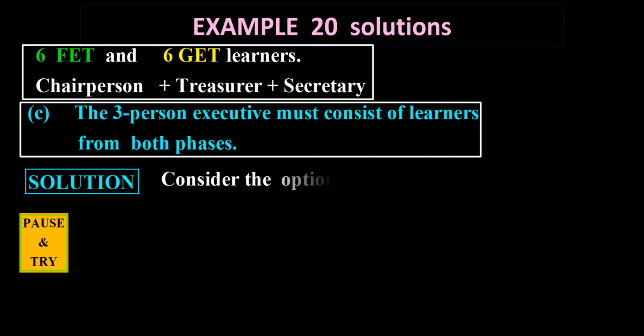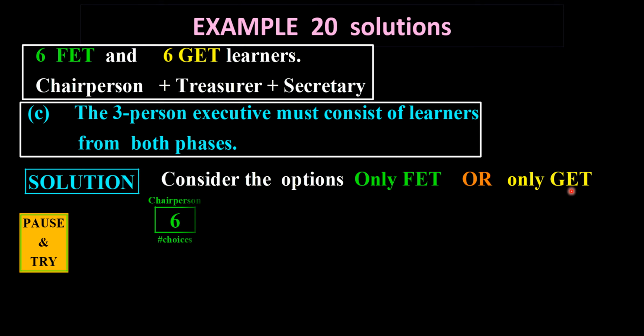Okay, let's look at your solutions now. So we have to look at the options first. We will see how many ways can we have the committee be elected that they only consist of FET or only of GET. So let's look at that first. If they consist of FET, so I'm using the green for FET, in other words, everybody is elected out of the FET group.